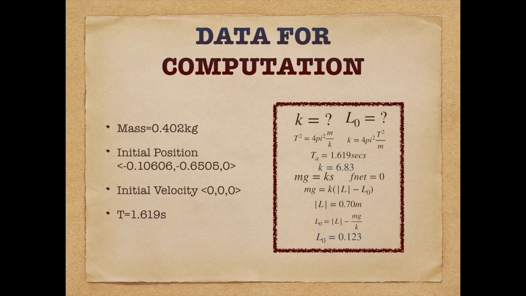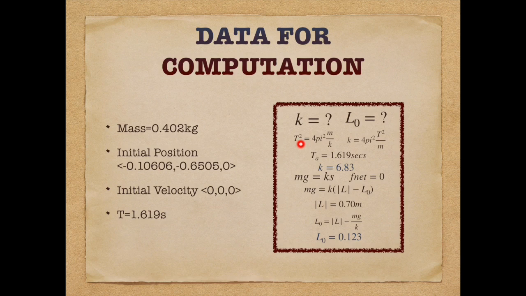Data for computation. For this lab, the mass of the unit is 0.402 kilograms. The initial position is negative 0.10606, negative 0.6505, and 0. The initial velocity is the 0 vector, and the time of oscillation is 1.619 seconds. We then can calculate s and L0.